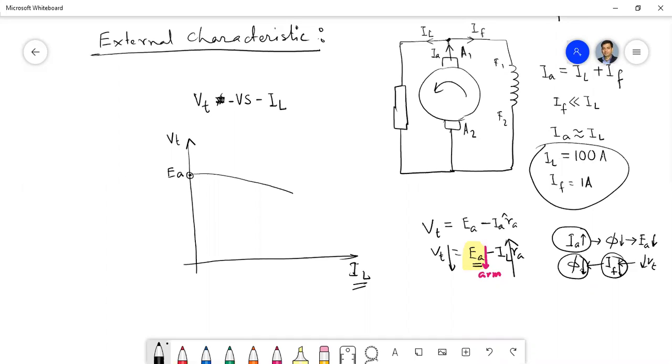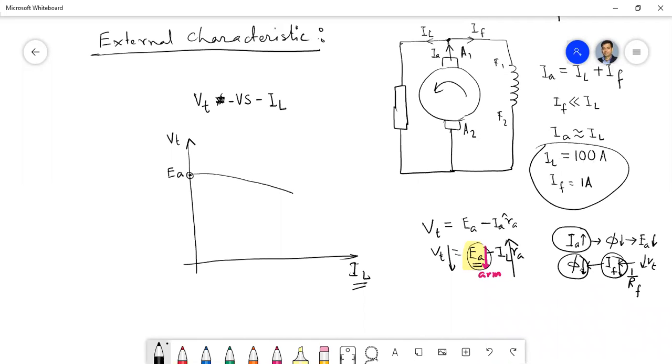Now field current depends on the terminal voltage, because this Vt by Rf is basically the field current. If field current is reduced, then due to that also the flux will reduce. That means the flux is reducing here due to two reasons. One is the increased armature reaction, as well as the reduced value of field current. Okay, so due to these two effects of flux reduction, this EA will reduce at a faster rate.